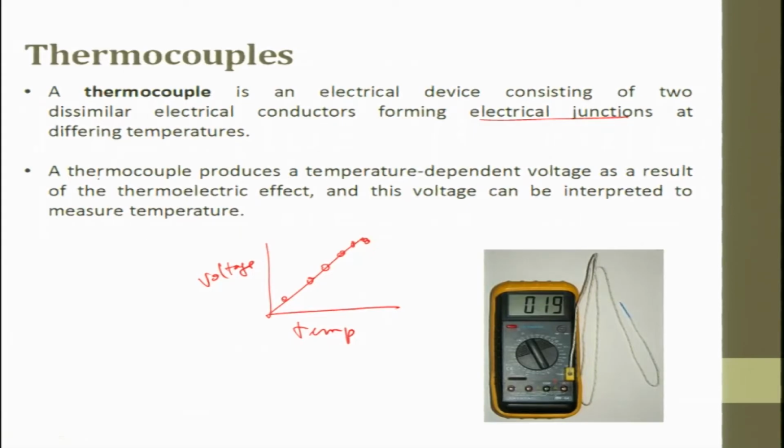The thermocouple produces a temperature dependent voltage as a result of the thermoelectric effect, and this voltage can be interpreted to measure temperature. So, you measure temperature, convert it into voltage, this voltage is already calibrated, and then what you get to see is a temperature. So, this is a thermocouple which is used, and these are the junction points.